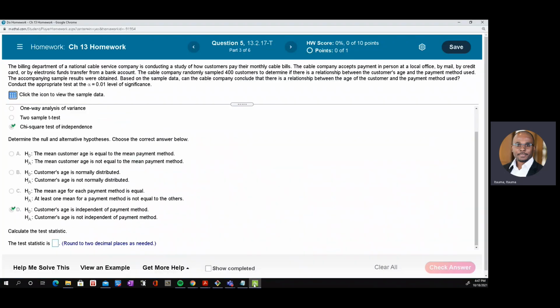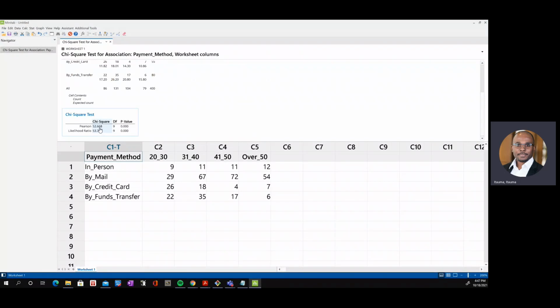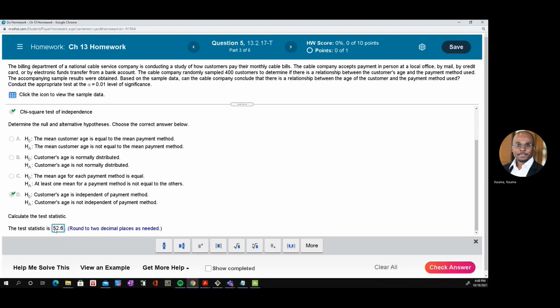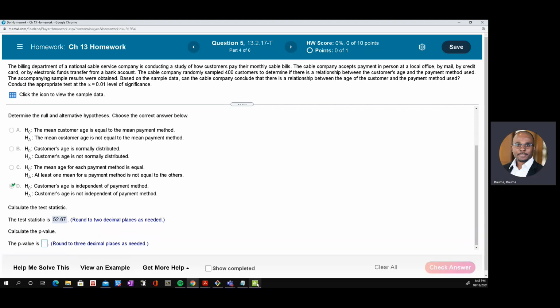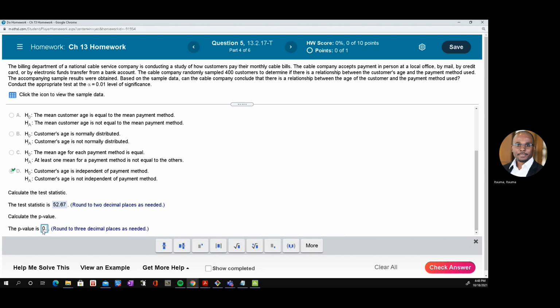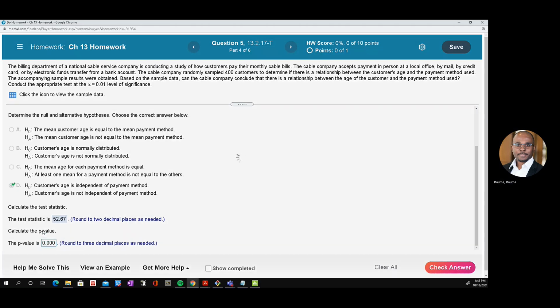So now we can answer the question. To 2 decimal places, this will be 52.67. Report the Pearson, not the likelihood ratio. So 52.67. Nice work. Next, calculate the p-value to three decimal places. And you already have it here in 3 decimal places. If we want more, you can increase it. But now let's put it to 3 decimal places, and that is 0.000. Good job.